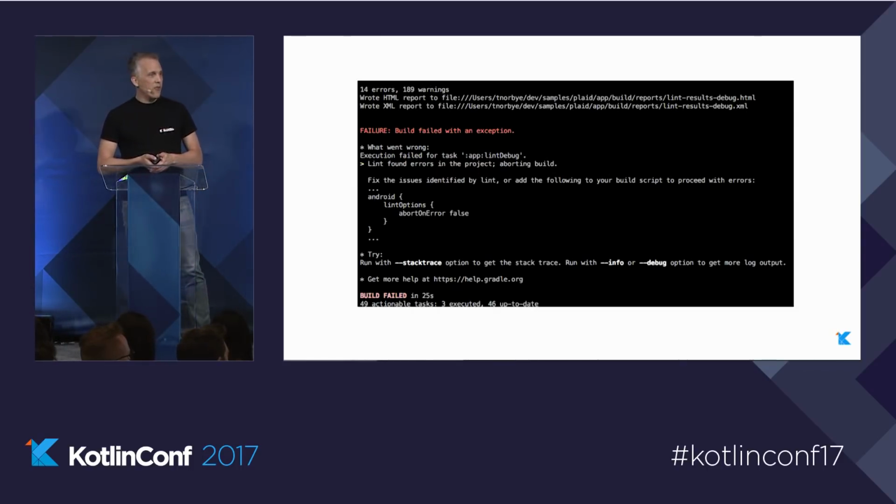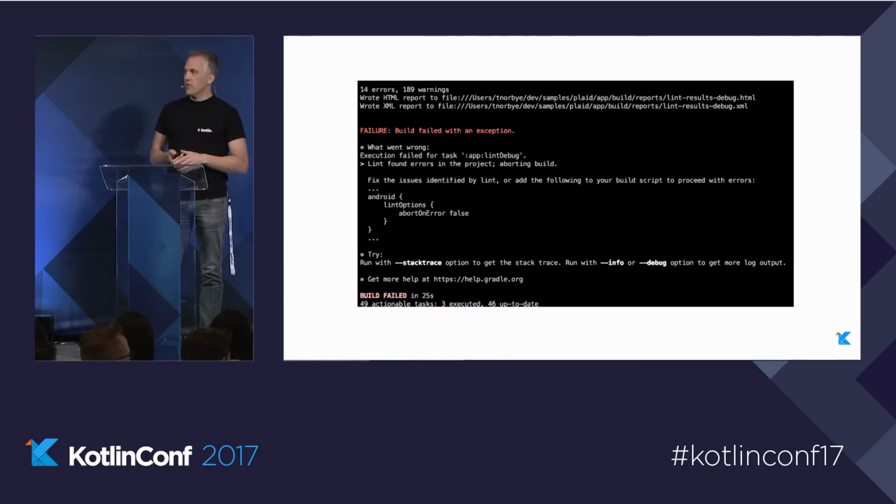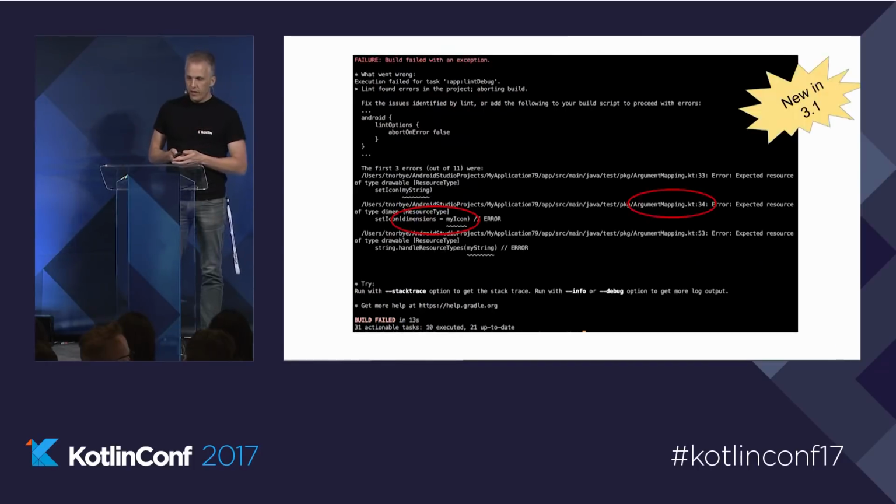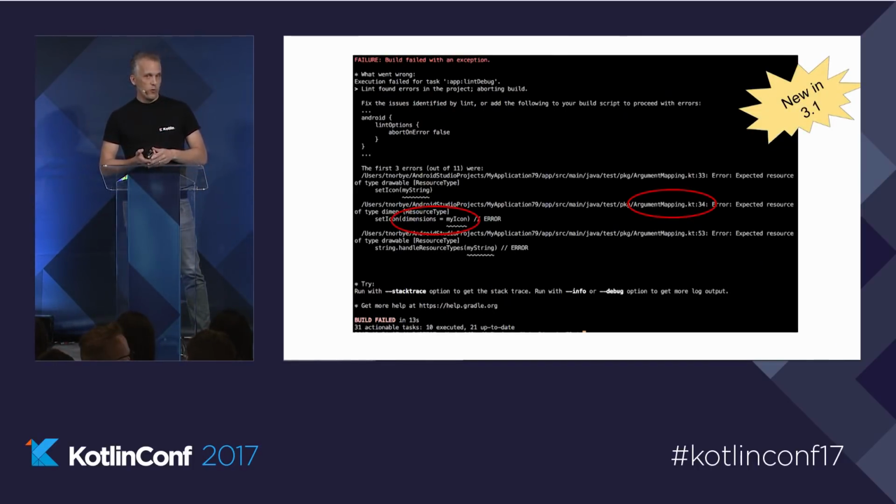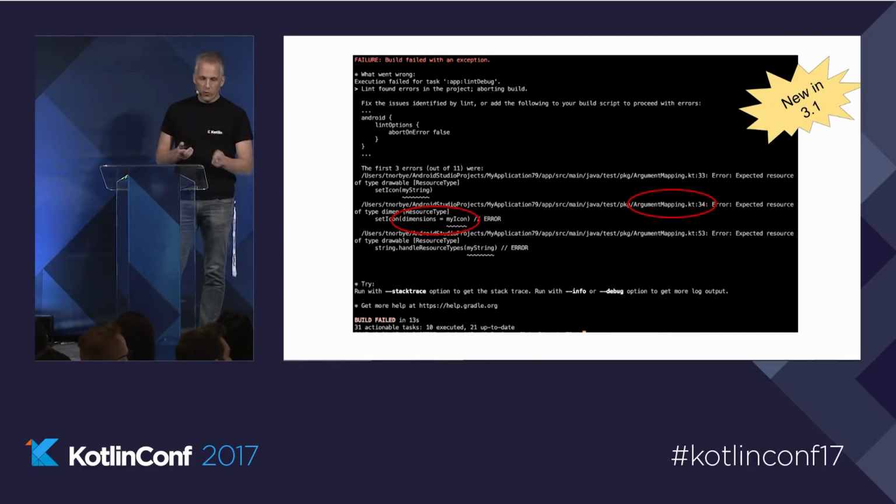And Lint is also integrated in Gradle. So obviously, there's a Lint target you can run, and it can break your build if any errors are found. As of 3.1, this also works for Kotlin. So I know some of you were already sad to discover that in 3.0, you could run Kotlin checks in the IDE. Now it also works from the command line.